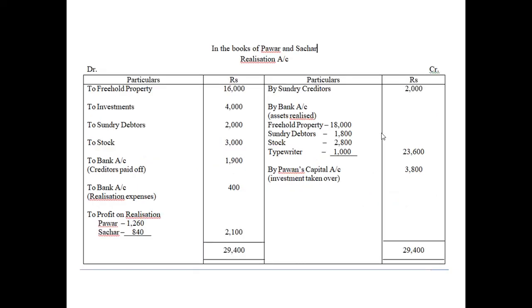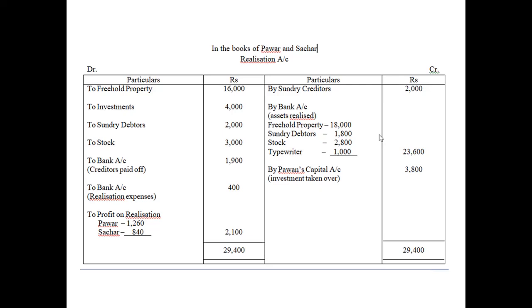Hello guys, in this video we will see the solution of question number 25. Have a look at the question, page number 438. In this question, Pawar and Sachar are partners in the ratio 3:2. They decide to dissolve the firm on 31st December 2019 under the following conditions.